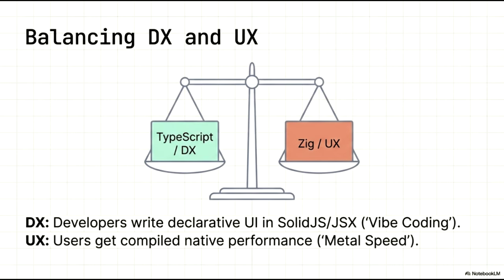On the right side, we prioritize the user experience by integrating Zig. By doing so, we deliver compiled native performance, or metal speed, directly to the end user. This architecture ensures that a high-quality developer workflow translates into a lightning-fast application for our users.